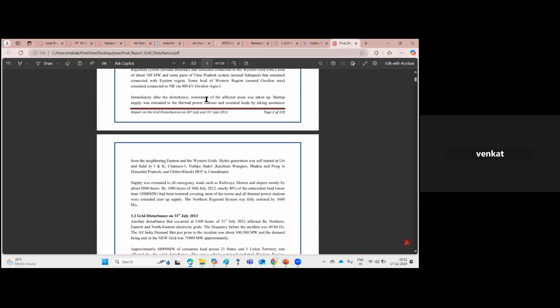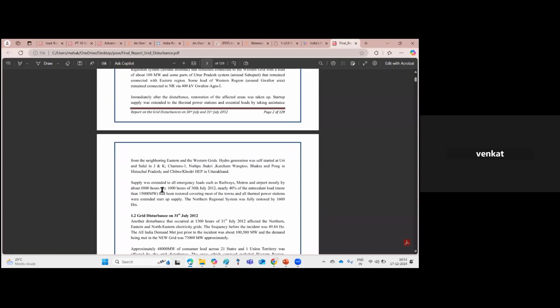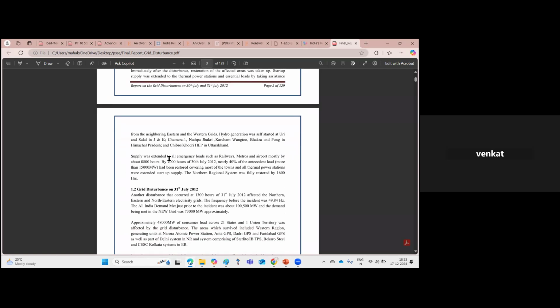Immediately after the disturbance, how did they restore? The restoration is here. The violated inequality constraints are first satisfied. How did they do that? Immediately after the disturbance, startup supply was extended to the thermal power stations and essential loads by taking assistance from the neighboring eastern and western grids. Hydro generation was self-started, and supply was extended to all emergency loads, emergency loads alone.